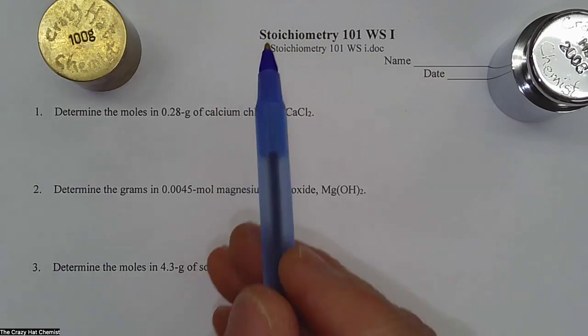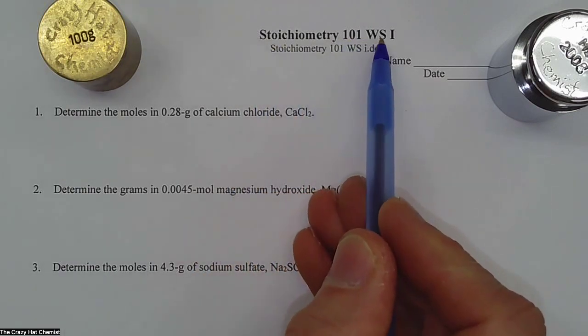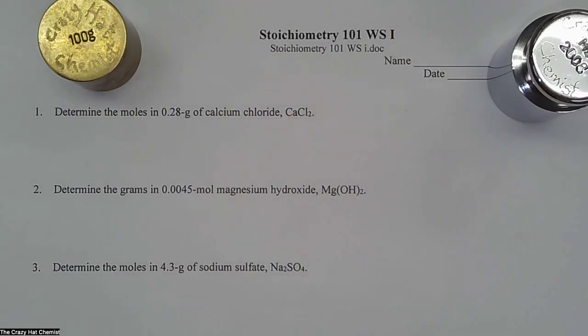Today's video is Stoichiometry 101 worksheet number 1. There's going to be a number of worksheets in this unit here. So I think you're doing good.